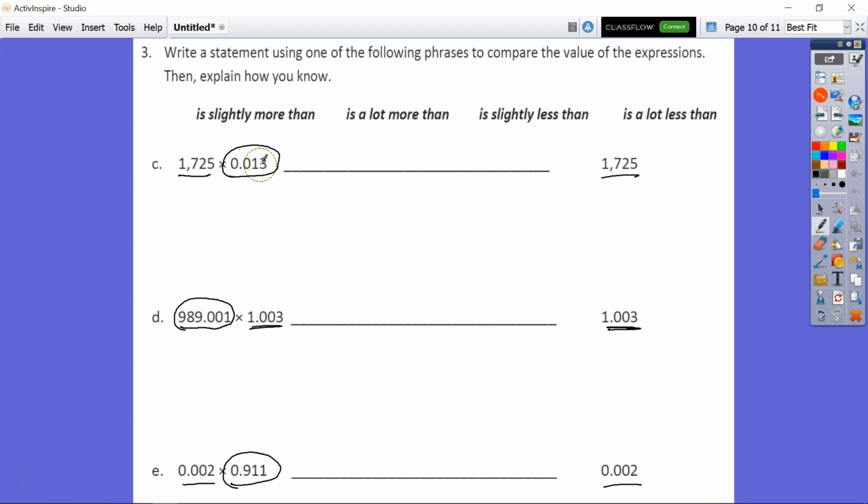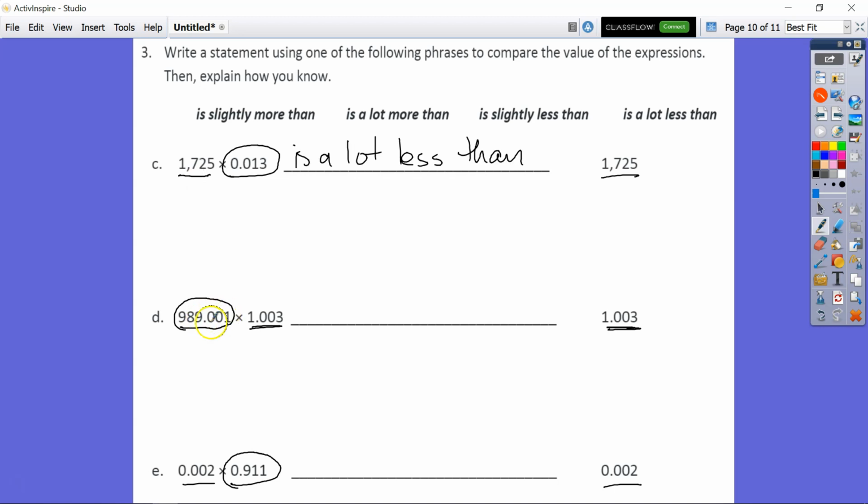We don't have coins that represent thousandths, but if we did, it would be less than 2 pennies. That's a lot less than 1. One penny is a lot less than 1, so I'm going to say that the product of 1,725 times 13 thousandths is going to be a lot less than 1,725.